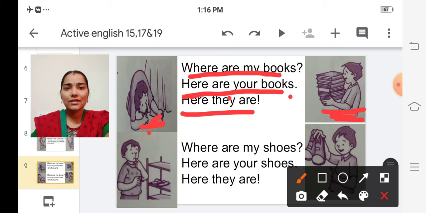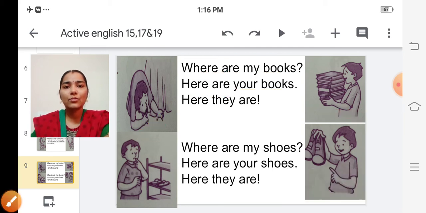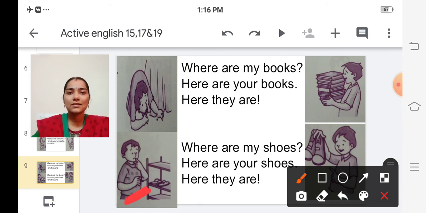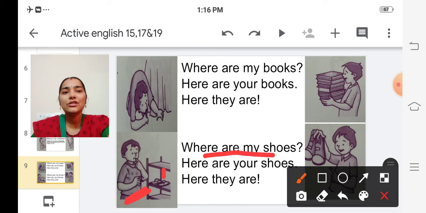Okay, children, can you understand? Let's see one more example. See, this boy is also searching for something, isn't it? In a shoe rack. So what is he asking? Where are my shoes? He is searching for his shoes.